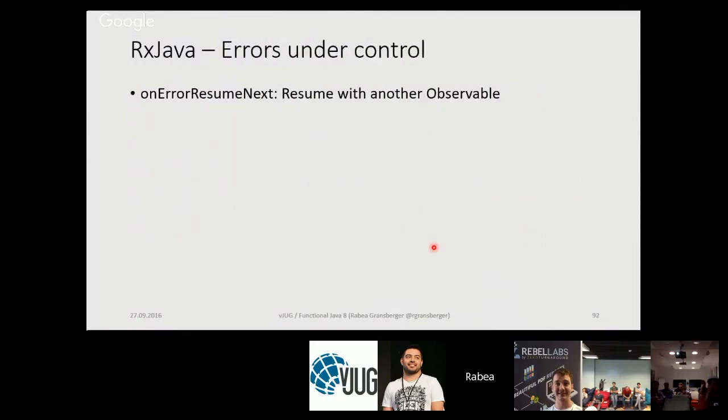There's also some nice error handling as well. So, onErrorResumeNext. If you have some error connecting to a web service, for example, you can directly call onErrorResumeNext and connect to the next web service, for example.